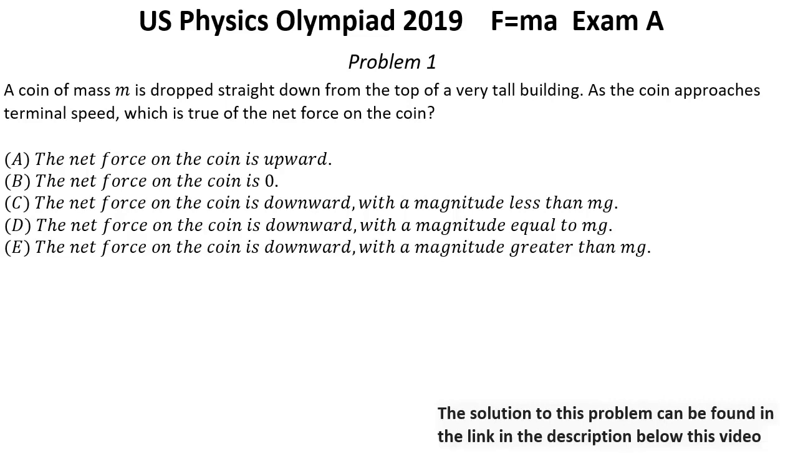So the drag force is acting upward on the coin. The only other force acting on the coin is mg downwards. So the net force on the coin must be less than mg in magnitude. That was answer C. That was a solution for problem number 1.